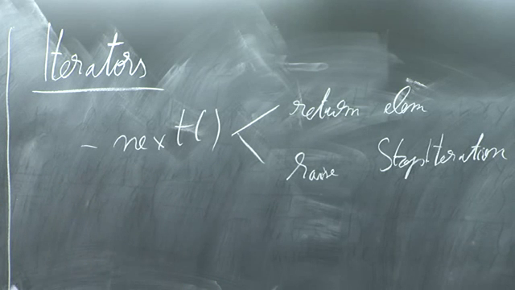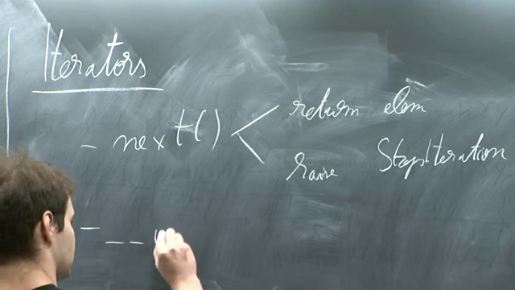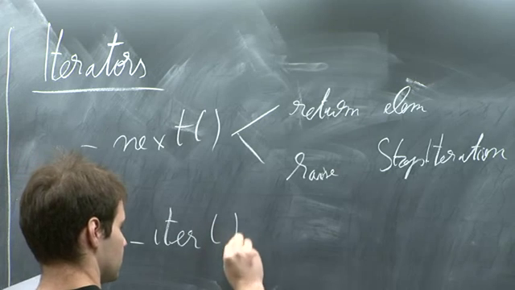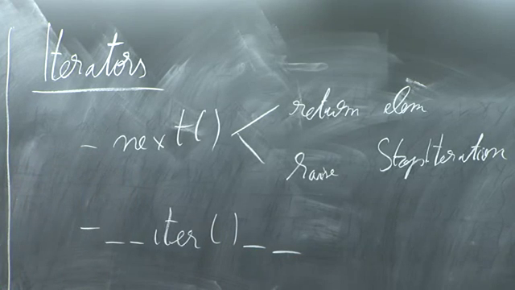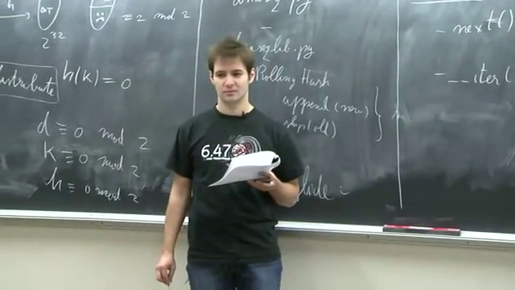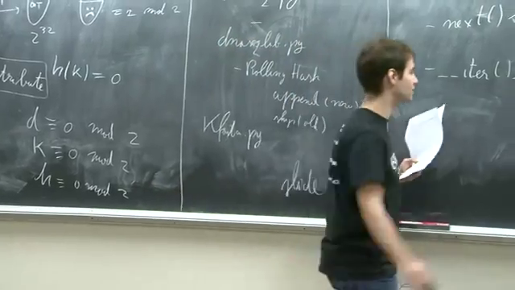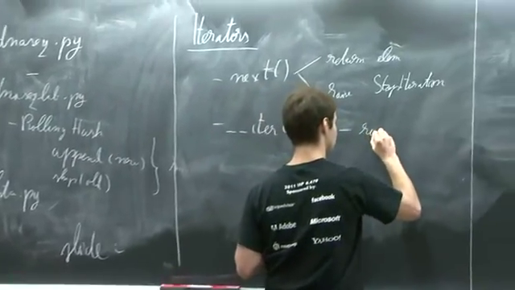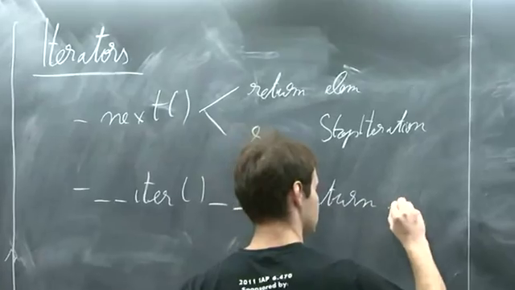So what's the other method? Someone said it before. Say it again. Iter. What does this do in an iterator? It returns itself. All right, very good. In an iterator, this is how you will implement it all the time.